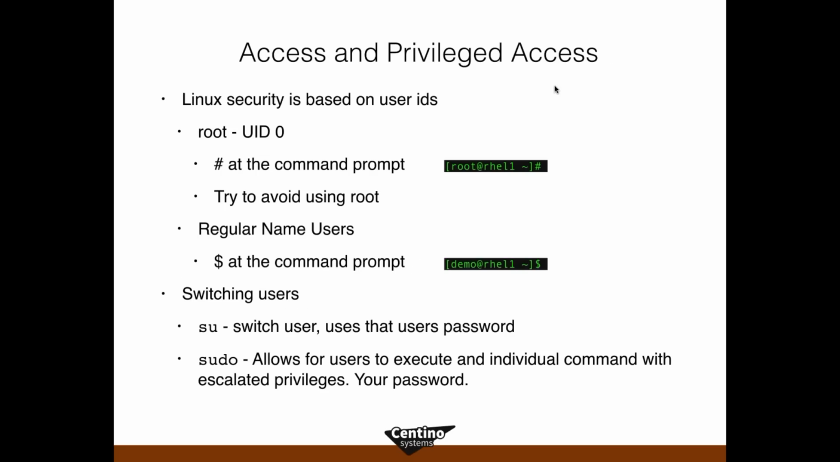So I do want to talk about access and privileged access. On Linux systems, security is based on user IDs, and the administrative user with the most privileged access is root, and its user ID is 0. When you're sitting at your Linux system and you see this hash mark at the command prompt, that's a visual indicator that you're logged into the system with privileged access. I want to emphasize that you want to try to avoid using root, because root can do anything. Inside programs, you'll literally see, if user ID equals 0, do this, and that means unmitigated access to the operating environment.